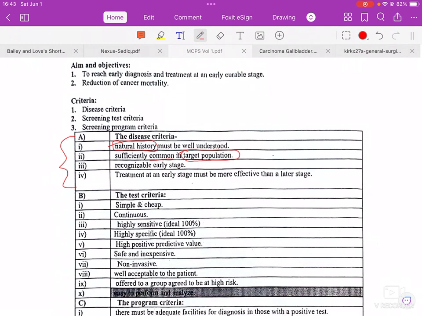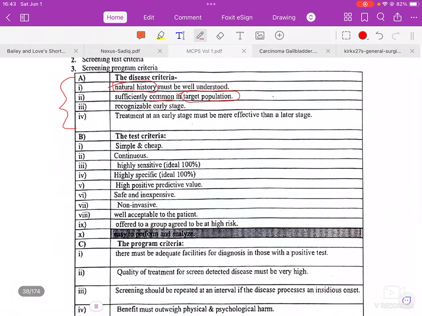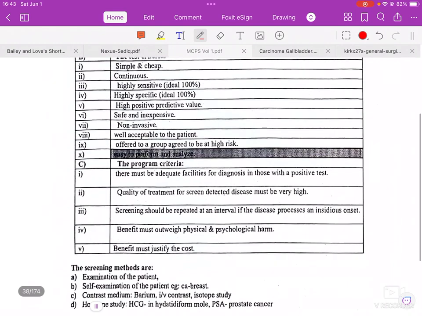Now the test criteria. The test should be simple and cheap, and it should be continuous, highly sensitive, ideally 100%, and highly specific, ideally 100%. If not 100%, it should be as high as possible. High positive predictive value, safe and inexpensive, non-invasive, well acceptable to the patient, offered to a group agreed to be high risk, easy to perform and analyze. This is very important.